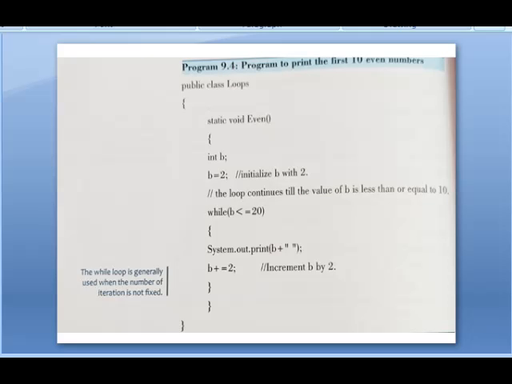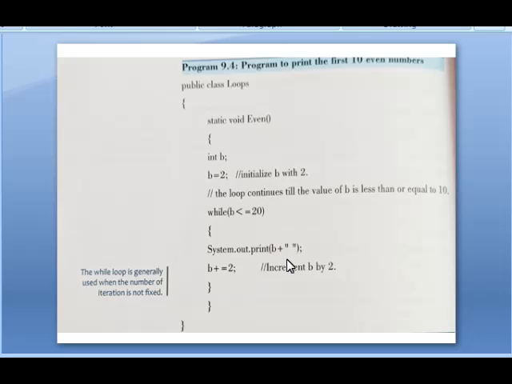Now program to print the first 10 even numbers by using the while loop. The first even number is b equal to 2. So b less than or equal to 20, that is the condition they are checking, and if the condition is true it will print the value of b here. So b will increment by 2. So the value of b will become 4. 4 less than or equal to 20, yes. So it will print here.